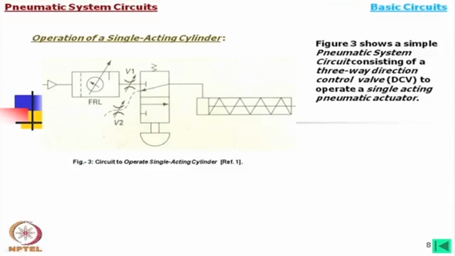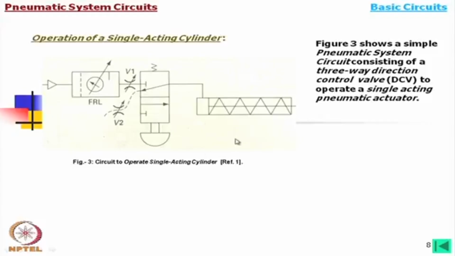Now, we shall come to the basic circuits. This is an operation of a single acting cylinder. Looking at this figure, you have to recognize such components. So, this is the cylinder. What type of cylinder is it? It is single acting, and these lines, these triangles, are nothing but a spring.